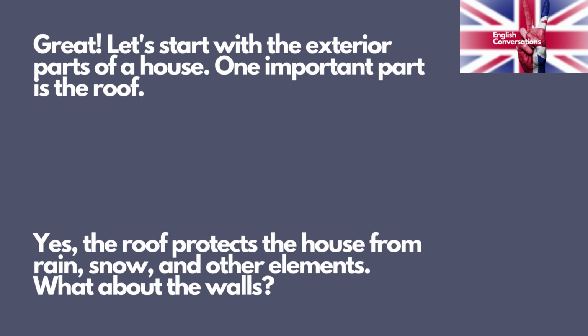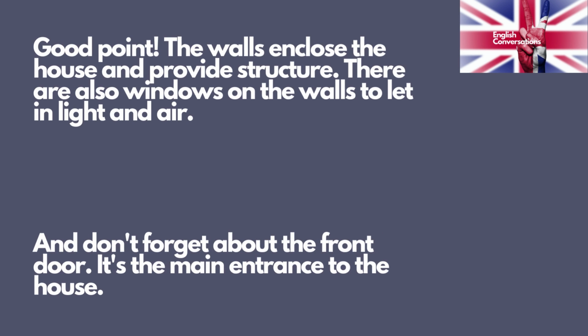One important part is the roof. Yes, the roof protects the house from rain, snow, and other elements. What about the walls? Good point. The walls enclose the house and provide structure. There are also windows on the walls to let in light and air.